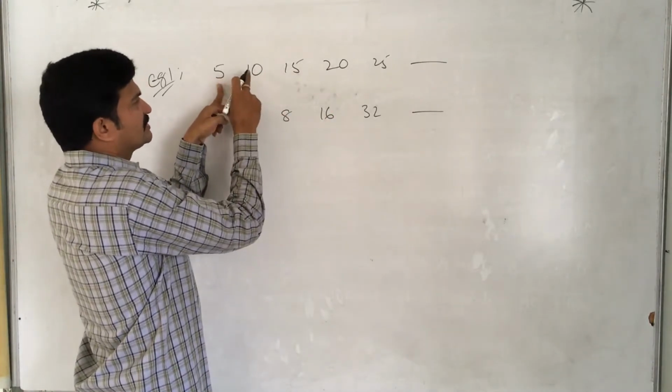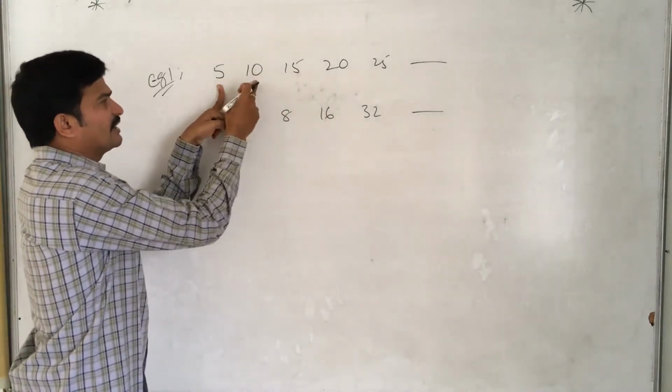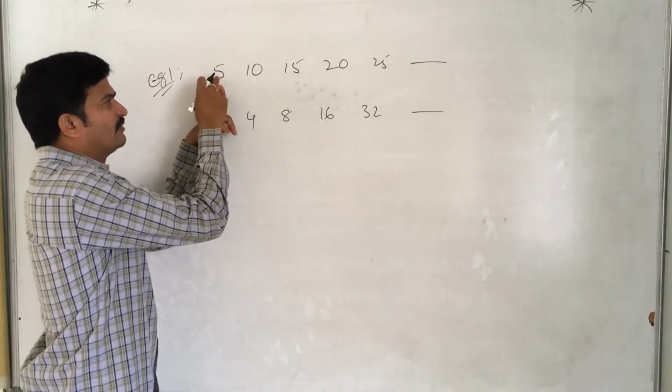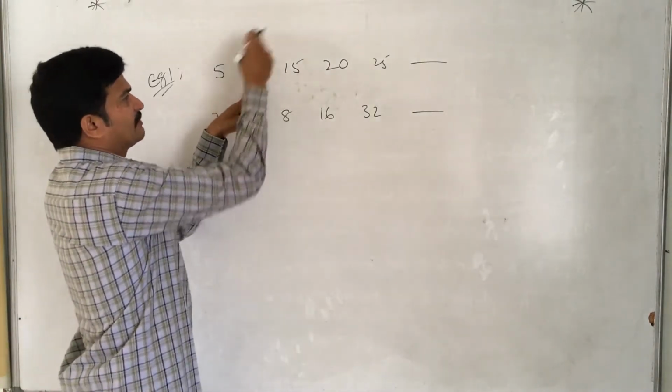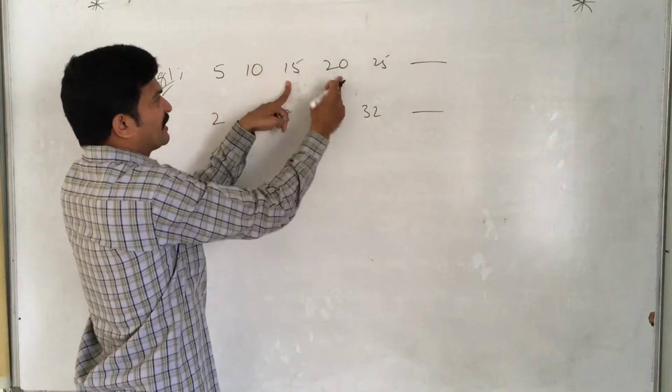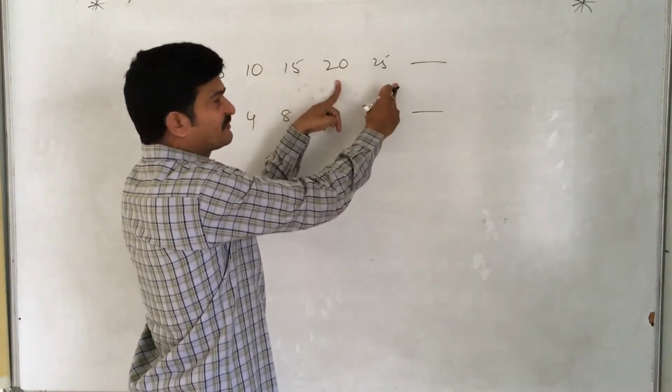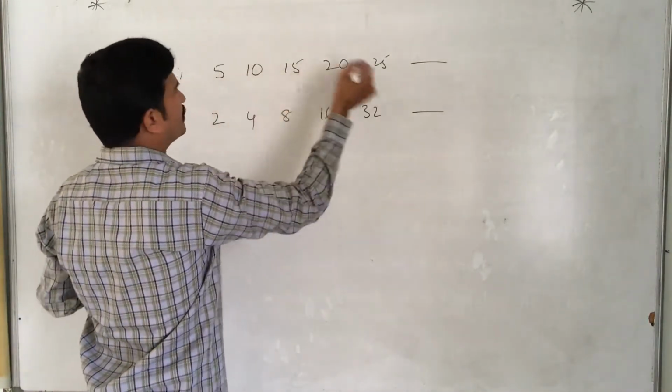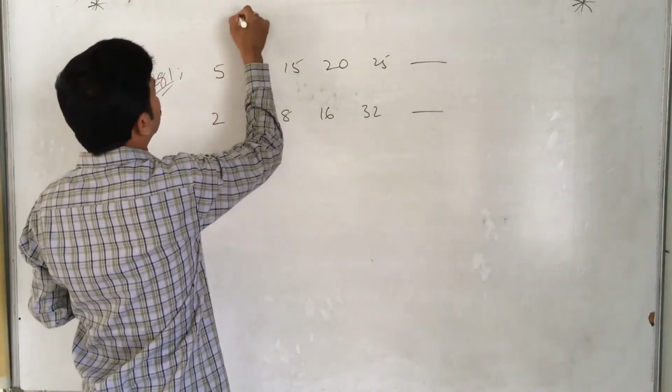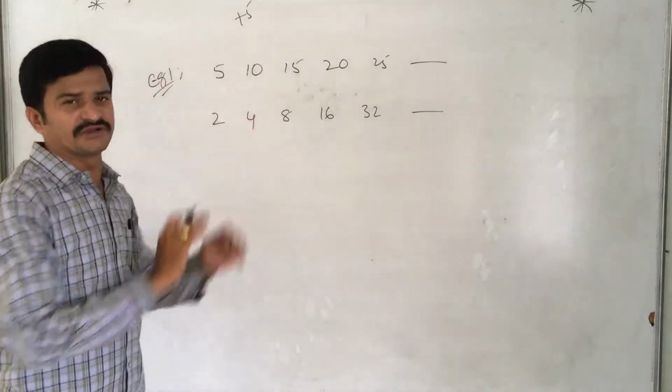Here the second number is 10. What do we have to add to 5 to get 10? 5 plus 5 is 10. 10 plus 5 is 15. 15 plus 5 is 20. 20 plus 5 is 25. So each number is obtained by adding 5 to the preceding one.